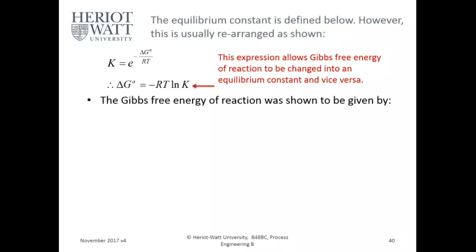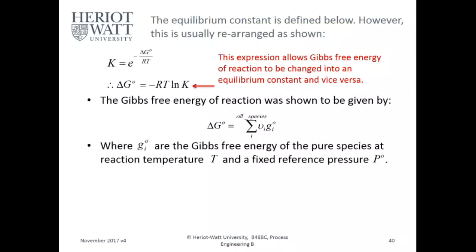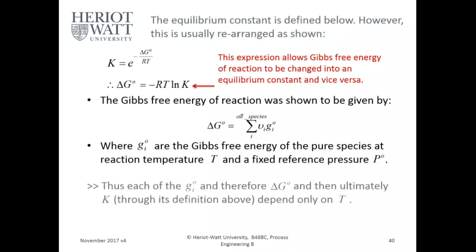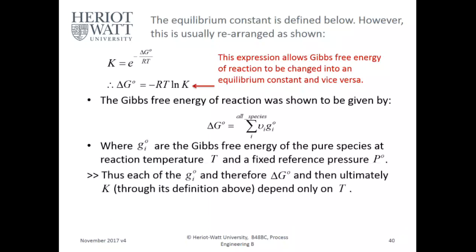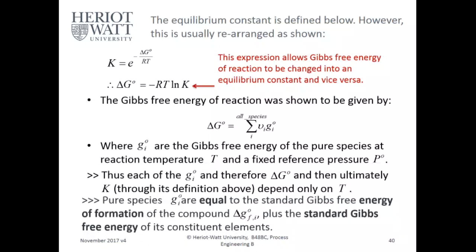And the Gibbs free energy of a reaction was shown to be given by delta G0 equals the sum over all the species of vi Gi. Therefore, Gi are the Gibbs free energy of a pure species at reaction temperature T and fixed reference pressure P0. Hence, each of the Gi, and therefore delta G0 and then ultimately K through its definition above, depend only on temperature. And pure species Gi are equal to the standard Gibbs free energy of formation of components, delta G0 of formation, plus the standard Gibbs free energy of its constituents.